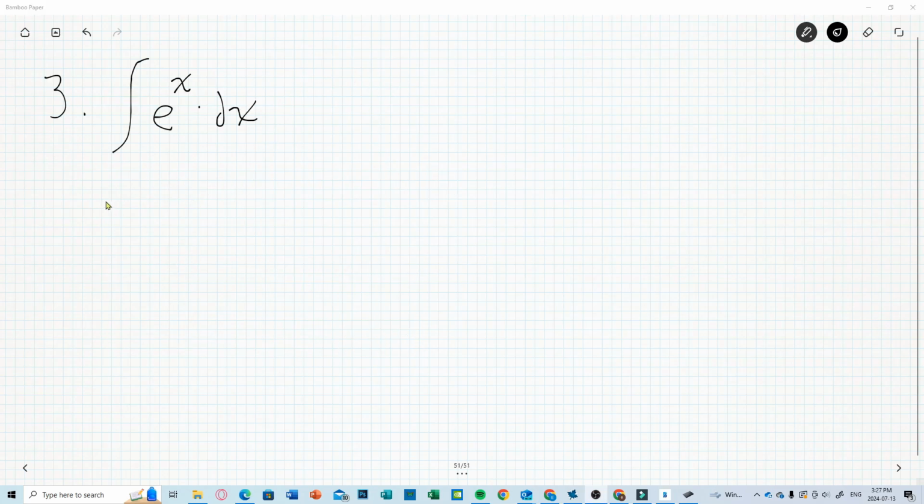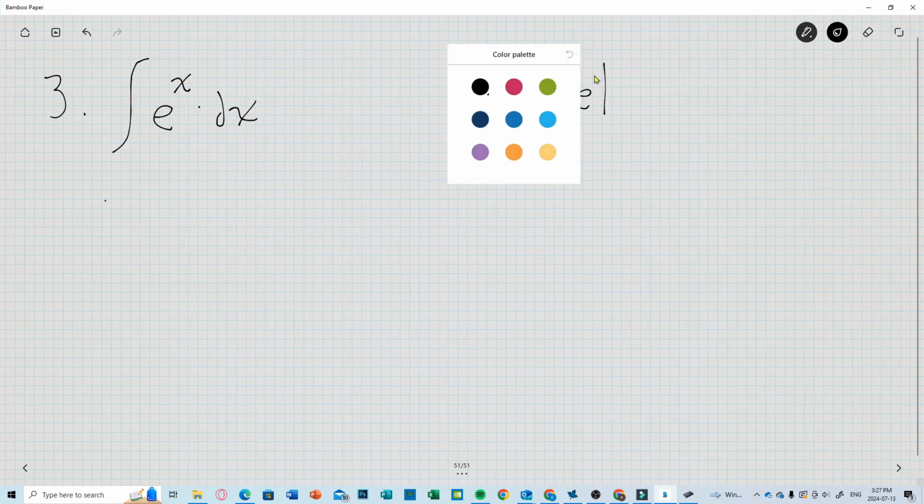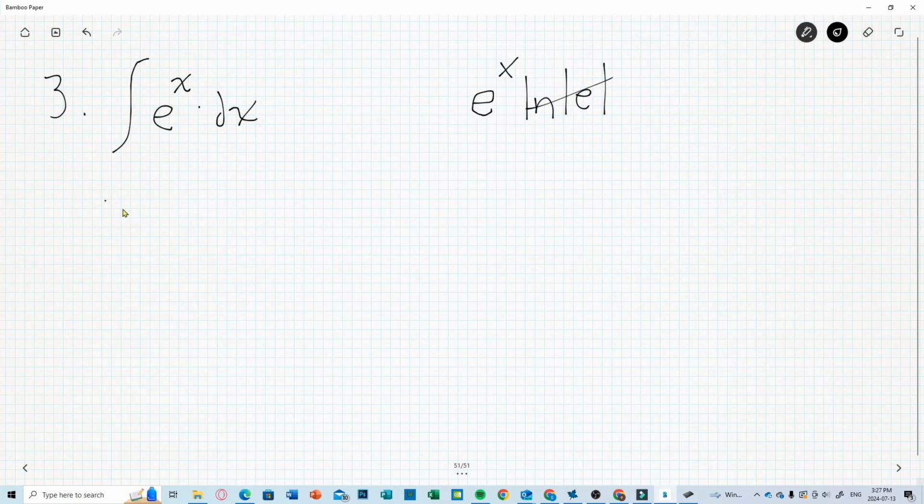So question 3 is a nice and easy integral. It's just the integral of e to the x. So what we can do here is we know we have to do e to the x ln of e, and then the ln and e will cancel each other out, giving us the integral of e to the x just being e to the x. And if you're confused why this is a thing, watch my other video where I go into it with more depth.